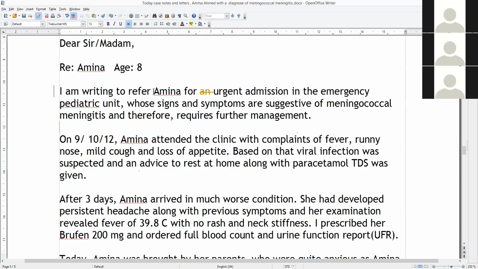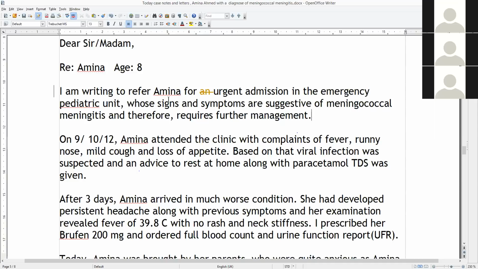Right, what I would do to make this grammatically sound, I would put something like, I'm writing to request urgent admission in the emergency unit for Amina, whose signs and symptoms are. Yeah, this is a little bit long for an introductory sentence, and it's a bit complicated. It's not complicated in a good way either. There's no signs and symptoms. Yeah, so I would reword that. You've got 3 clauses. We don't need 3.